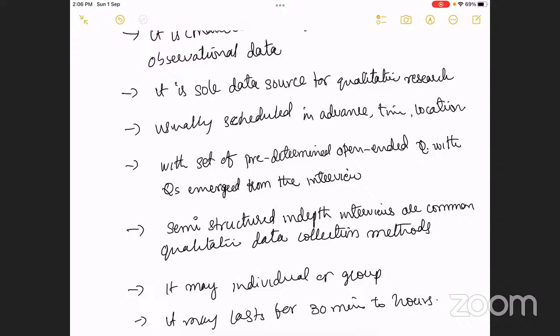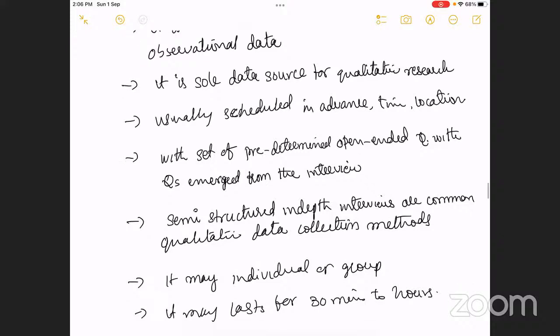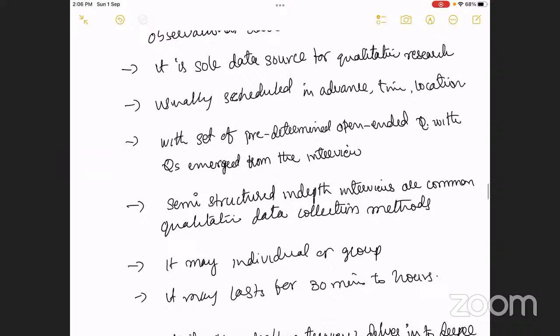So with the semi-structured, you have predefined questions as well as you can generate your own questions based on your interview. So semi-structured or in-depth interviews are common in qualitative data collection. Okay, this is common because based on your observation and your question, you will get the qualitative data. It may be an individual or group. That means it may be one-to-one or one-to-many. It may last from 30 minutes to hours.